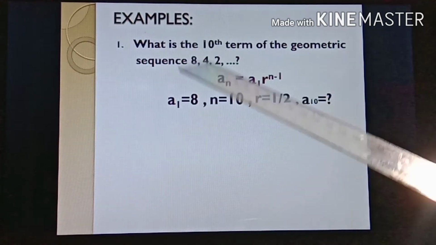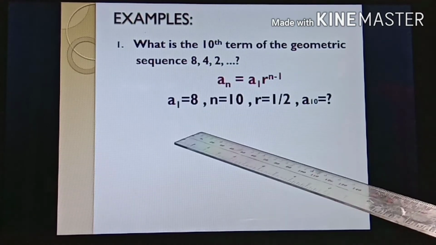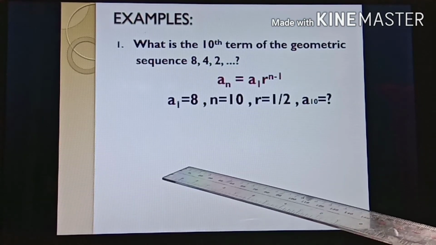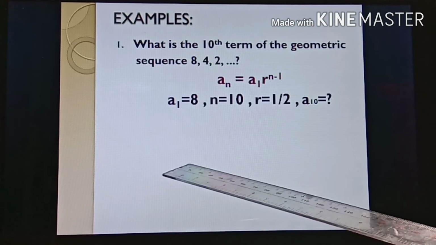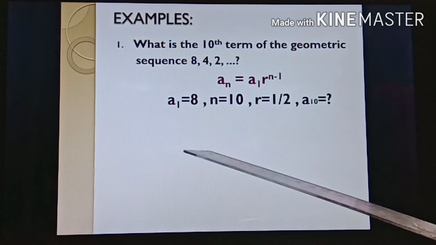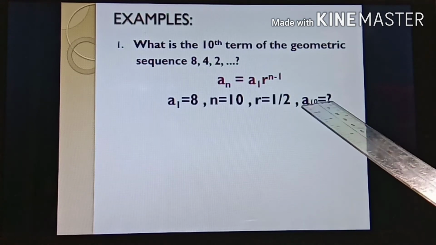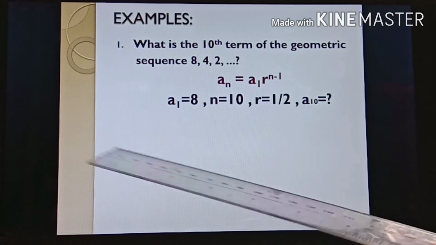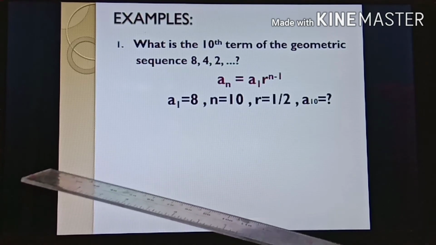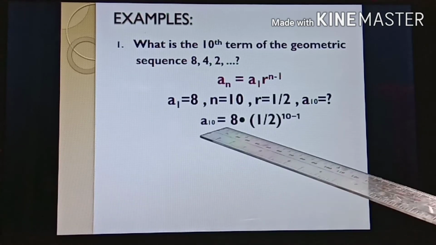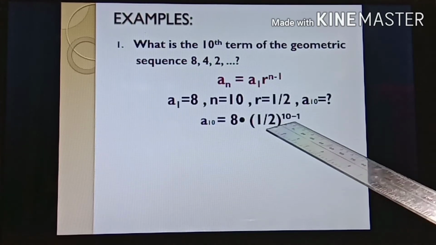r is 1/2 because we divide the second term by the first term, 4 divided by 8. Since it is a proper fraction, the numerator is less than the denominator, so we are going to find the common factor. 4 divided by 4 is 1, then 8 divided by 4 is 2. That's why 1/2. Then we are going to find the a sub 10. Next, we will substitute the values to the formula. So a sub 10 is equal to 8 times r, which is 1/2, raised to the n, which is 10 minus 1 power.